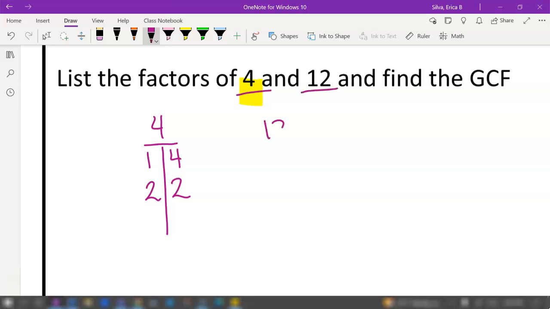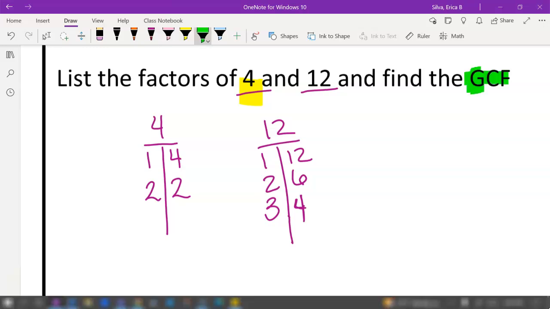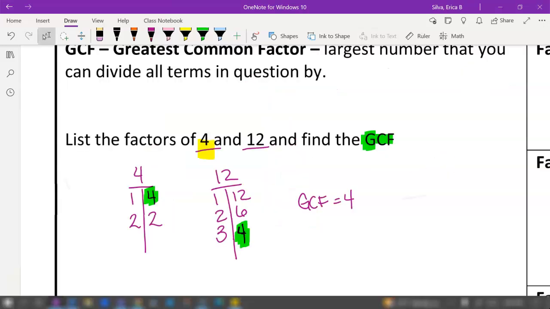Let's try that with 12. We've got 1 times 12. And then 12 divided by 2, and it's 2 times 6. And then 3, we've got 3 times 4. It's divisible by 4, and that's when we start repeating, so we can stop. Now, if we look at all the factors, we need to look for the GCF, which is the greatest common factor, and my greatest common factor in this example is 4. So my GCF is equal to 4.